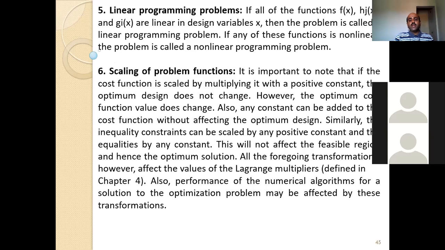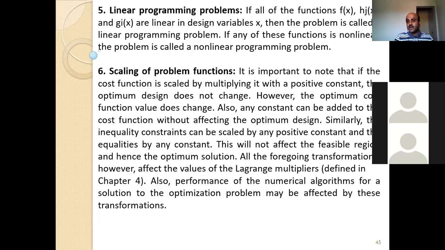And the fifth observation here is the linear programming problem. If all the functions f(x), h_j(x), and g_j(x) are linear in design variables x, then the problem is called a linear programming problem. And if any of these functions is nonlinear, the problem is called a nonlinear programming problem. So when you are formulating the functions, either the objective function or a constraint function, that function will always have a relationship with respect to the design variables.